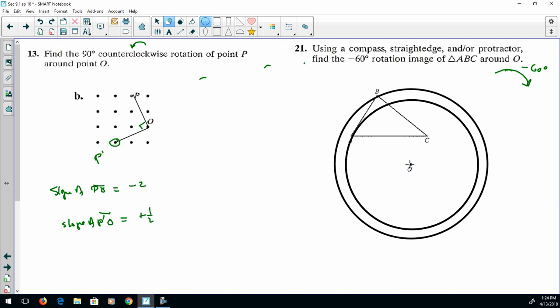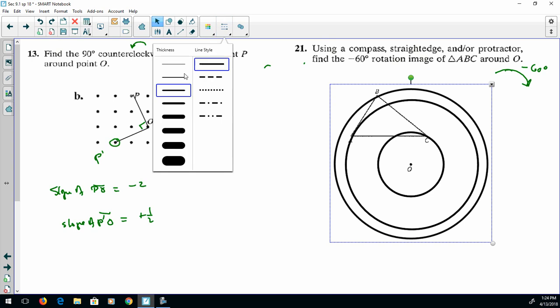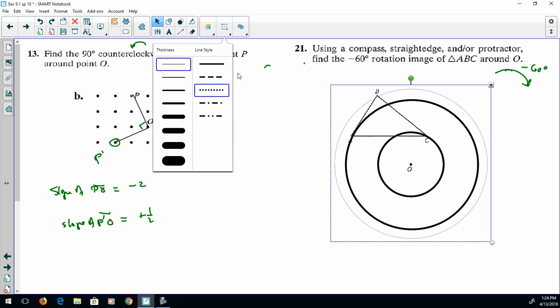Okay, now those are awfully thick, and I don't know why. I can't make the smartboard automatically make things thin, but I can't. So let's draw them. Okay.